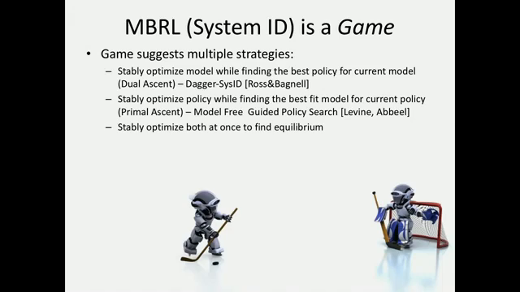And I'm reminded of Sergey Levine's work as an example of something almost like the primal ascent version of this algorithm, where we're stably optimizing the policy, slowly changing the policy, while we're finding the best fit model for that current policy. And again, you're very tempted to try both at once, to slowly change the policy and slowly change the model. And again, you have to be careful because we're in a game theoretic setting, not in an optimization setting. So we have to be very careful that we're trying to find a saddle point. We're not trying to find an optimum.